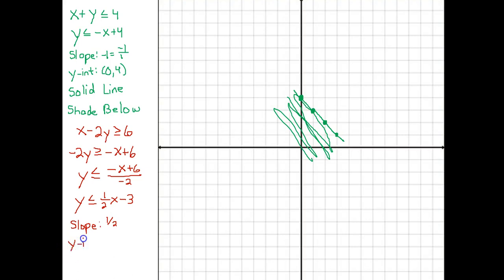Y-intercept is at 0, negative 3. Then rise 1, run 2, rise 1, run 2, rise 1, run 2. Okay.